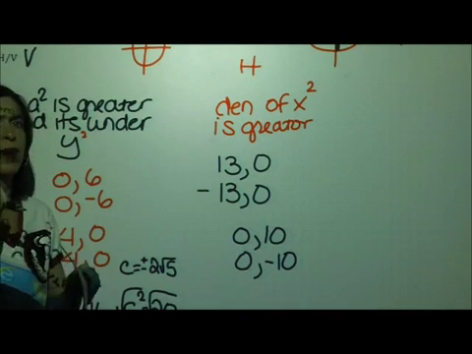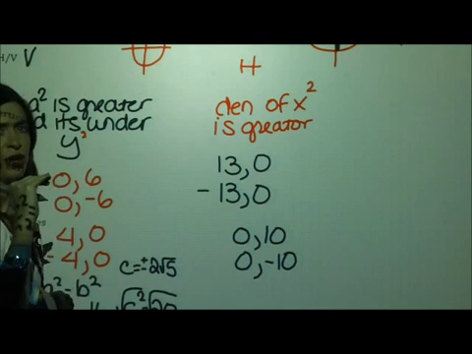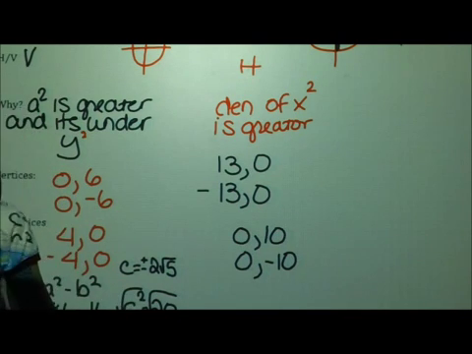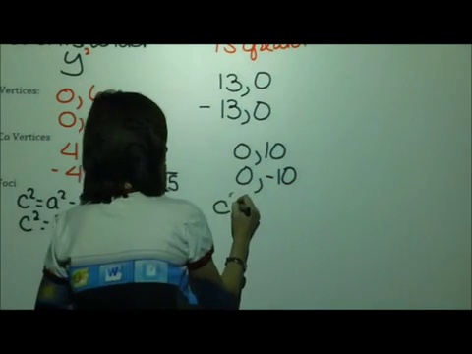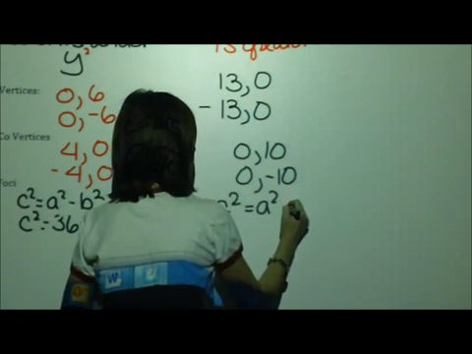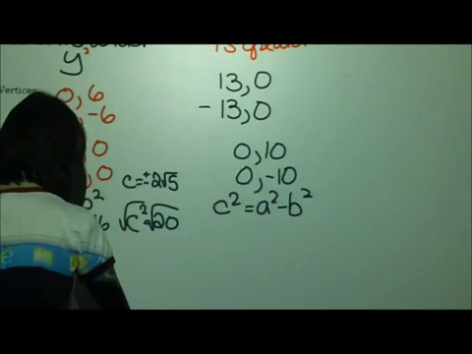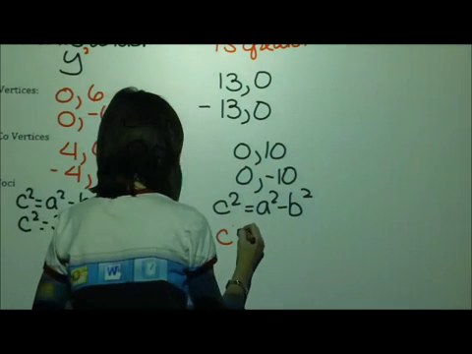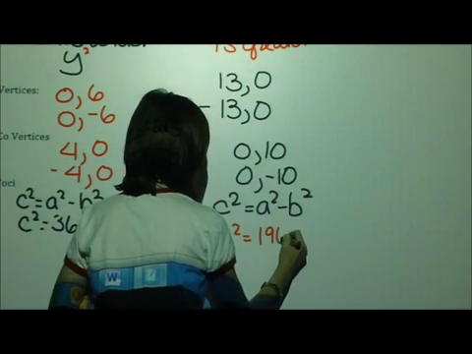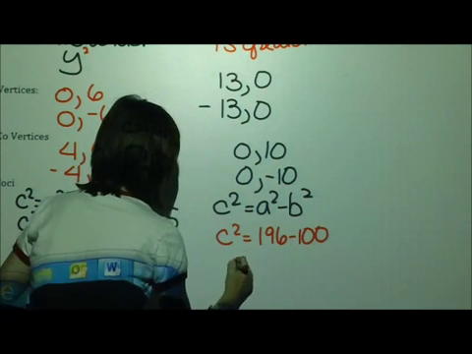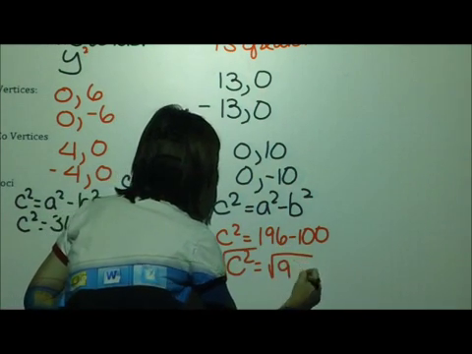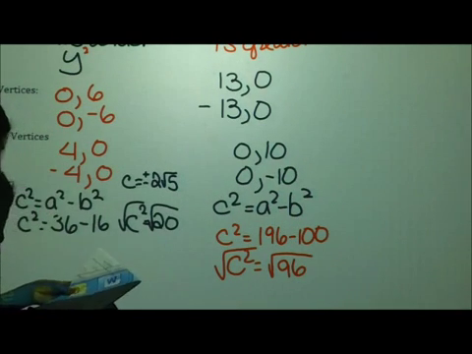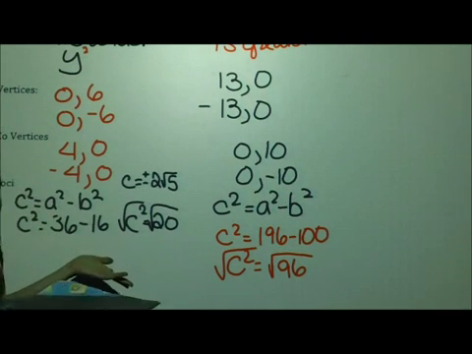You're really going to want to think about that because there's that symmetry going on, okay? All right, and then again, if we want to do our foci, we do c squared equals a squared minus b squared. So c squared equals 196 minus 100, and c squared equals 96. And again, we're going to simplify that as well.